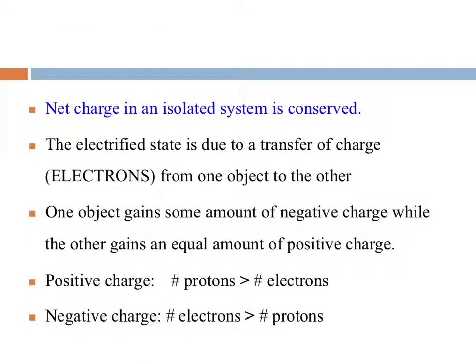Now, net charge in an isolated system is conserved, and we're going to see examples of that later. The electrified state is due to a transfer of charge, in this case electrons, from one object to another. If something is positively charged, that means it has more protons than electrons. If something is negatively charged, it has more electrons than protons. So for an object to become positively charged, it has to lose excess electrons. In order for something to be negatively charged, it has to gain electrons.